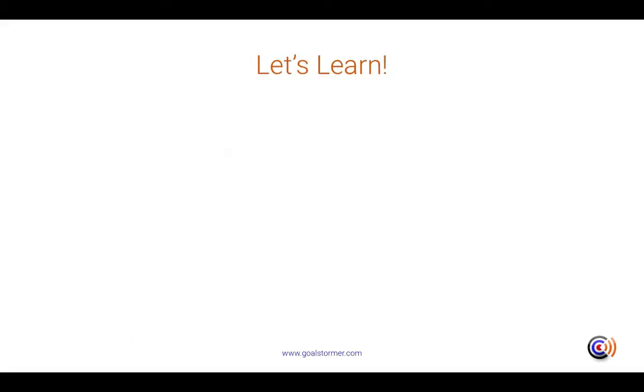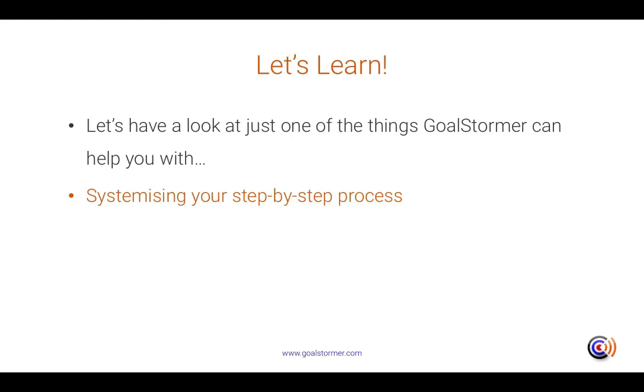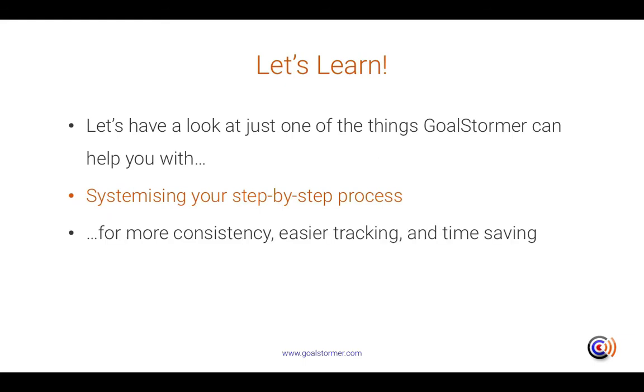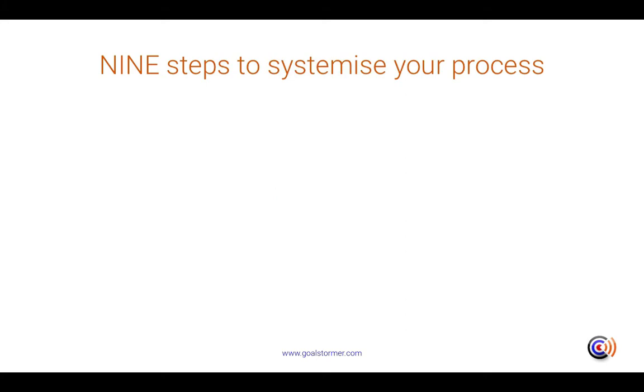So let's get into the meat of the webinar, where I'm going to show you how to use GoalStormer in order to systemize your process. So what we're looking to do here is to say, if you can systemize your step-by-step process, that means that you can write it once and many people can use it many times. It gives you more consistency. It gives you easier tracking of how person A is doing versus person B versus C and so on. And because the process has been systemized and clients are updating or staff are updating their own steps, it saves you time and saves them time as well.